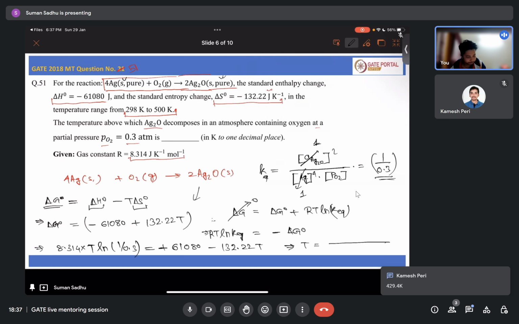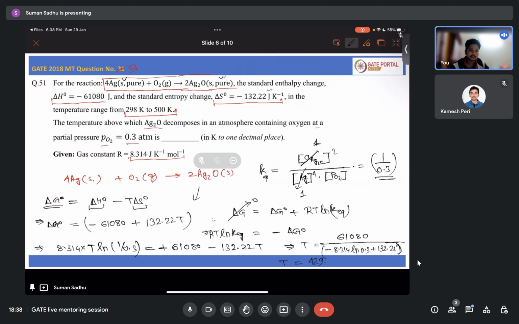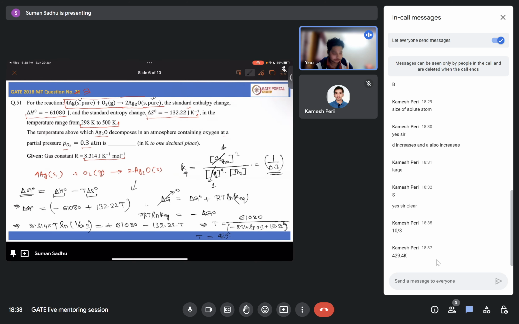Yes, we have solved it very quickly. So I think T will be 61080 divided by 8.314 ln of 0.3 plus 132.22. If you solve this one, you should get T equal to 429 point something. How much is it coming? 429.4. Okay.